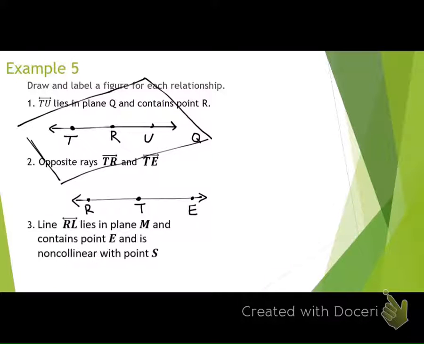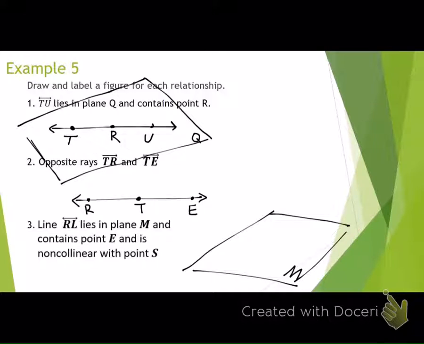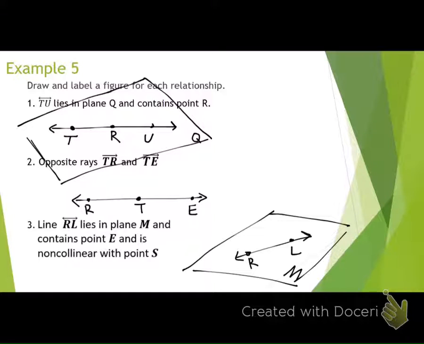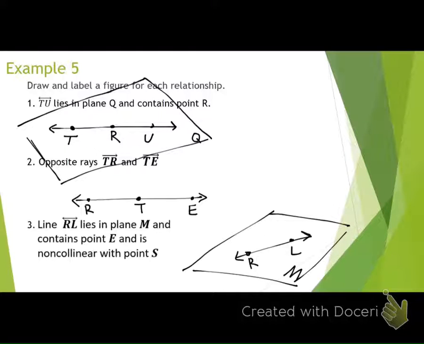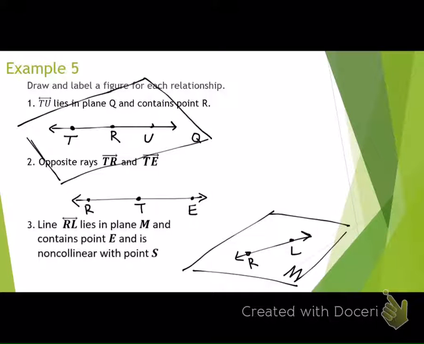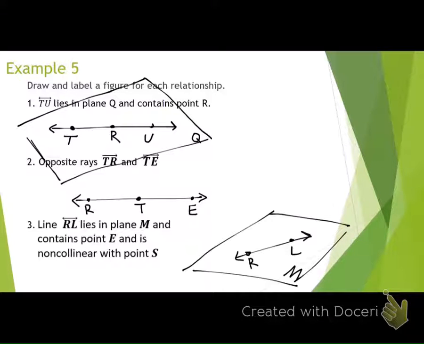So we have line RL that lies in plane M. So I'm going to draw the plane first. So this is plane M. And RL is inside of it. Line RL lies in plane M. Line RL also contains point E. So where does E need to be? So line RL lies in plane M. And if we go back here, RL also contains point E. So where does point E need to be? On the line.